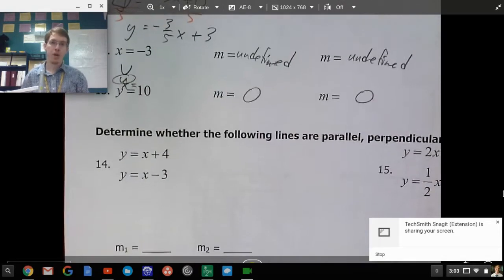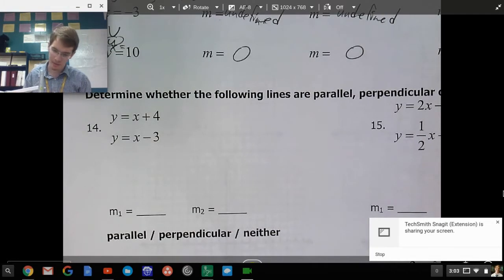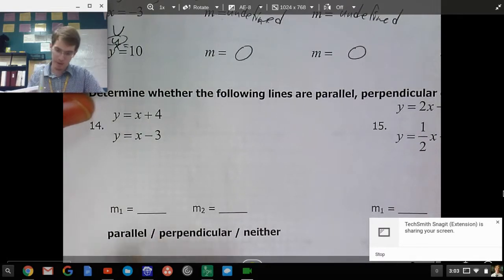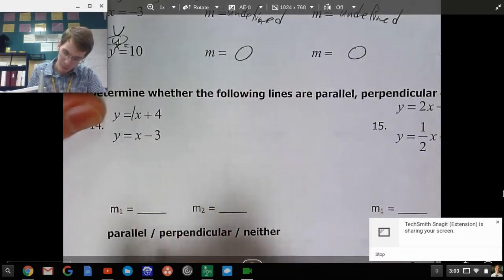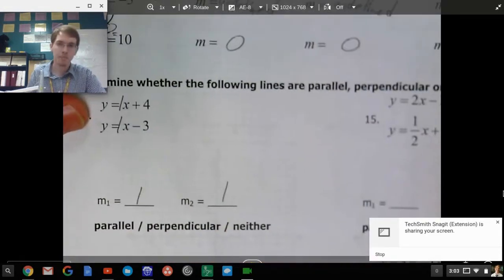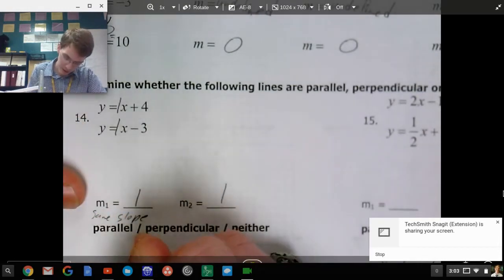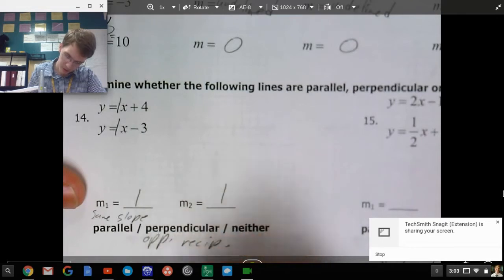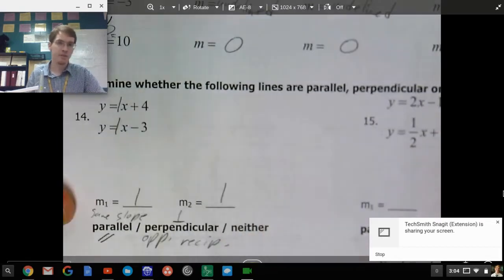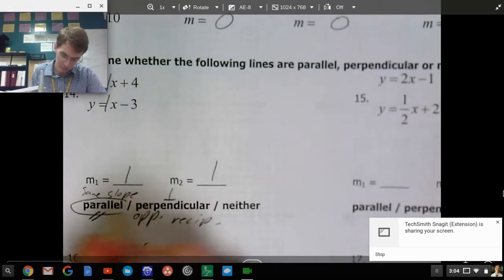Okay. So from here, determine whether the following lines are parallel, perpendicular, or neither. Okay, so the slope for the first line, I'm going to go and write it right here. Slope for the first line is 1x, so 1. Slope for the second line is also 1. So remember, if they're the same slope, they're parallel. If they are opposite reciprocals, they are perpendicular. And if neither one of those are true, then it's neither. So these are the same slope, right? So parallel.